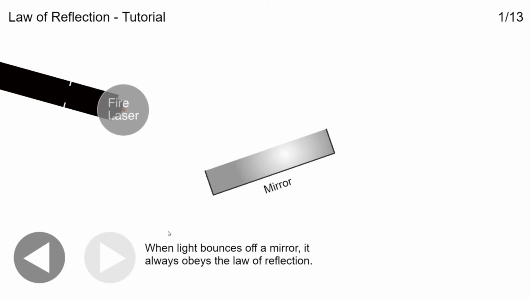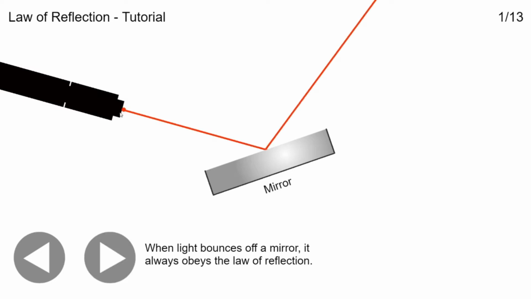To start off with, you've got the step that you're on up here. So you've got slide 1 out of 13, and a little description of what's going on. When light bounces off a mirror, it obeys the law of reflection. The only thing we can really interact with is this button here. So we click the button and we see the laser light reflecting off the mirror.